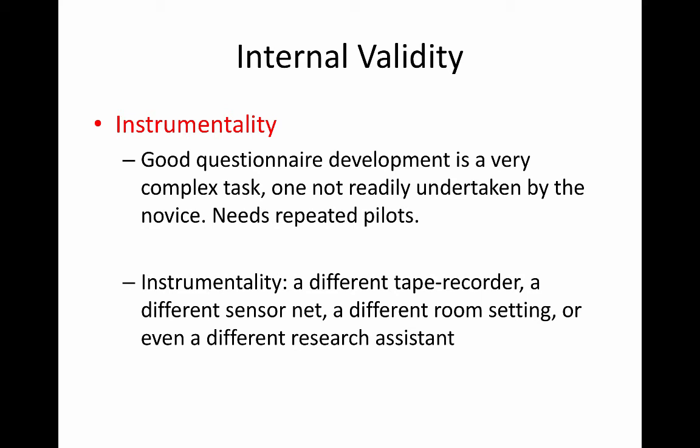Same thing with different instruments that are used. If you use a sensor net on one group of subjects, you use the same net on another group. You should be using the same room settings, the same research assistants to collect the data. Everything should be the same, right? And this all goes in the methods section so that you can be sure your results are a function of the actual independent variables and not poor design.